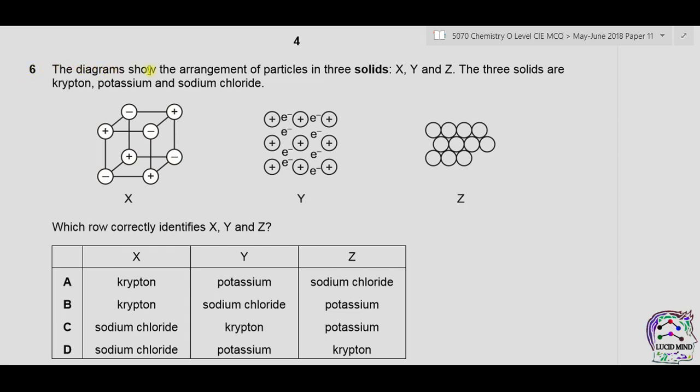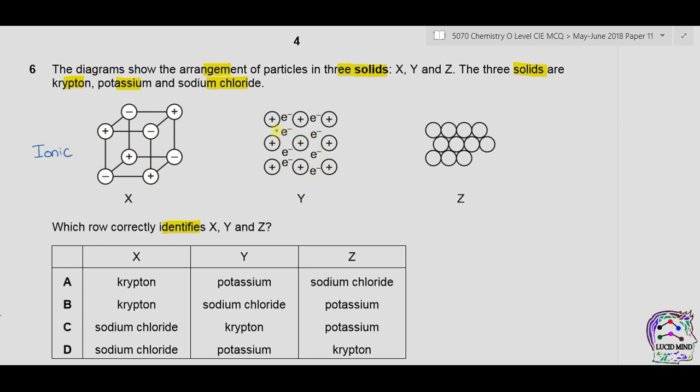Question 6. The diagrams show the arrangement of particles in 3 solids. We have X, Y and Z. The 3 solids are krypton, potassium and sodium chloride. Which row correctly identifies X, Y and Z? Now looking at the structures of X, Y and Z, we can see that in X we have opposite ions. One is a positive ion which is surrounded by negative ions. So this is the crystal lattice or the ionic lattice of an ionic compound.